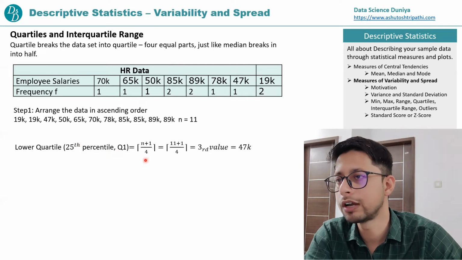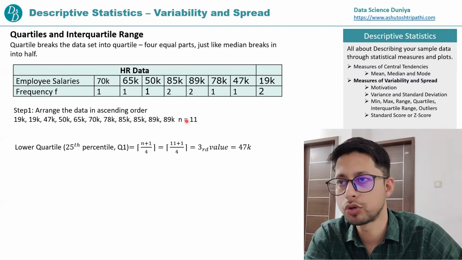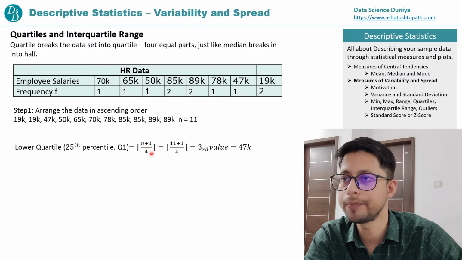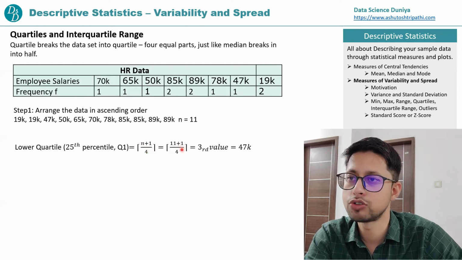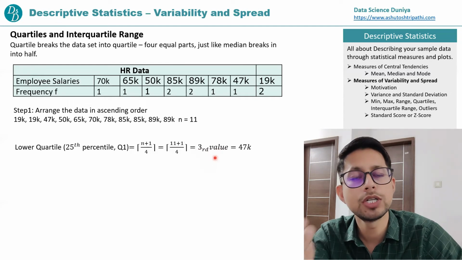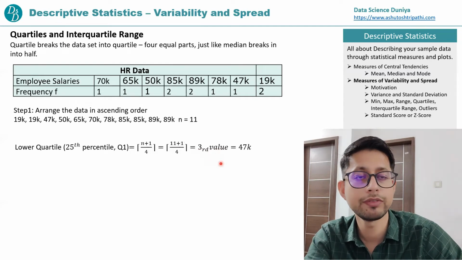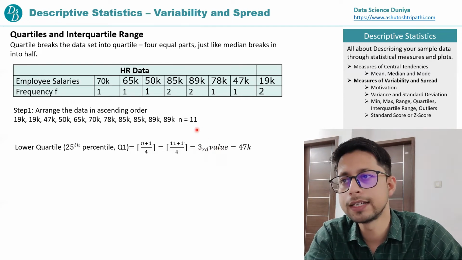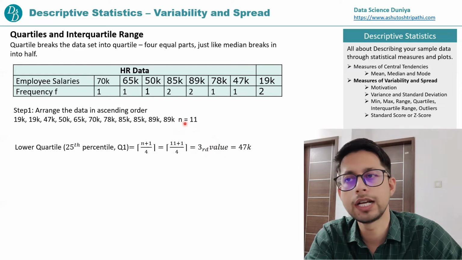And the formula to calculate it is (n plus 1) by 4. N is your total number of data points; you add 1 and then divide by 4, meaning 4 quarters. Then you take the ceiling value. So here 11 plus 1 is 12, divided by 4 comes to 3. So the third value. And if it came to 3.6, then you take the fourth value, the ceiling value.